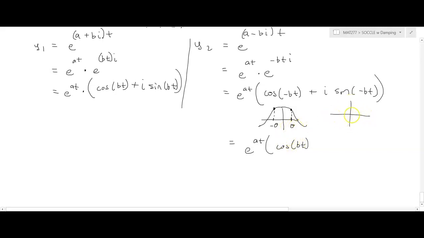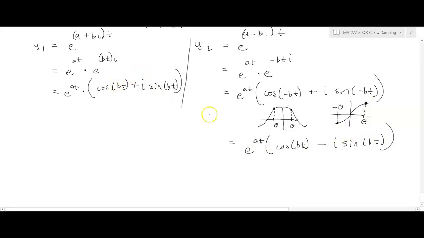Sine, on the other hand, looks like this. For the positive theta, you have some number, but then for the same but opposite theta, you have the negative of the number. So that means that sine of negative bt will be the negative of the sine of positive bt.